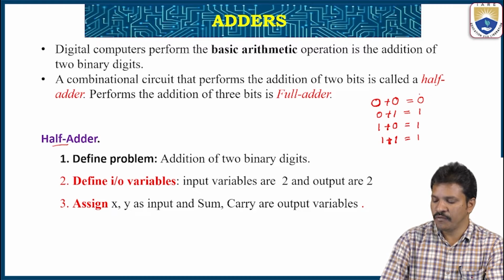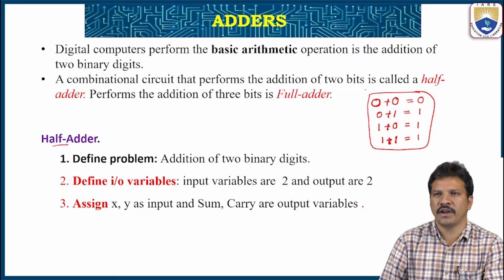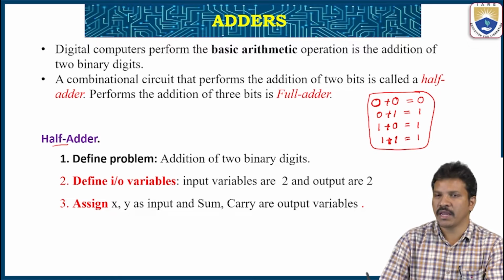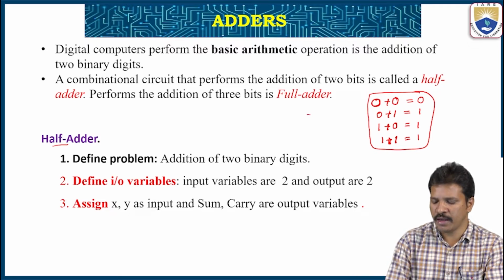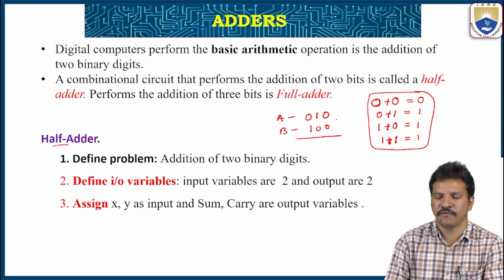So this kind of 2-bit operation is performed in the half adder. Sometimes it may be required, for example, if you want to add A as 0 1 0 and B as 1 0 0. In this case, start from LSB to MSB: 0 plus 0 is 0, 1 plus 0 is 1, 0 plus 1 is 1. In this way we can perform the addition.